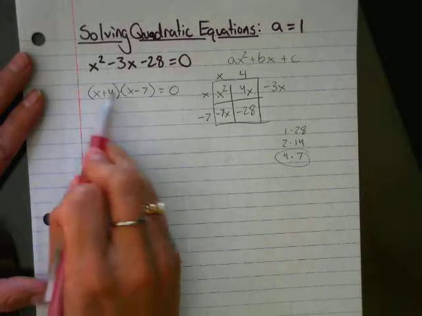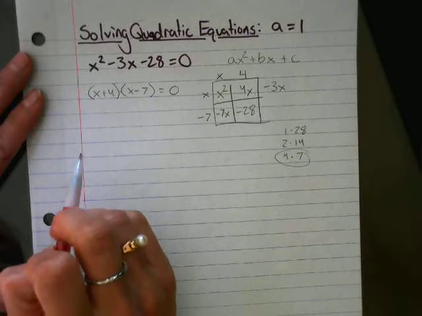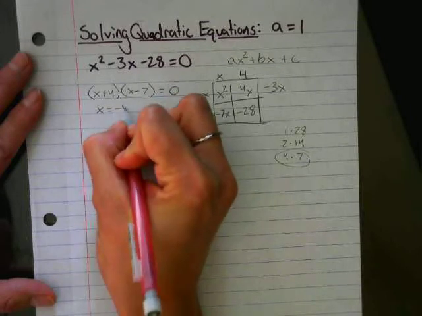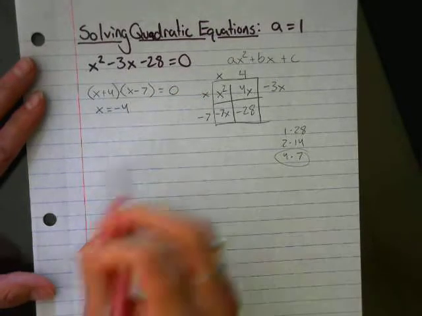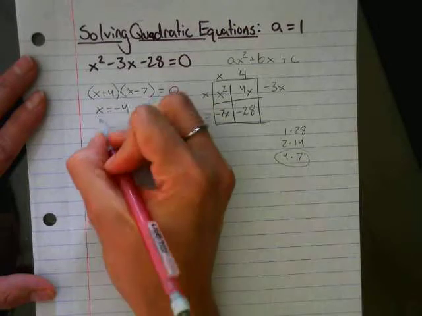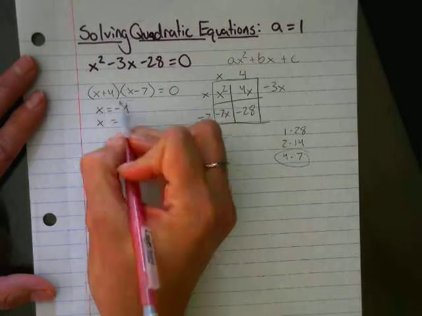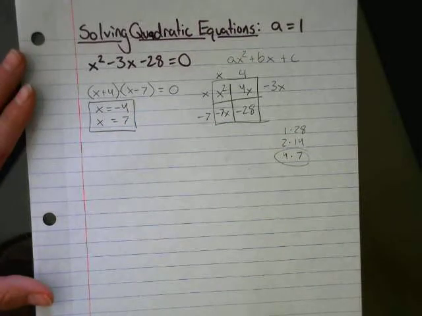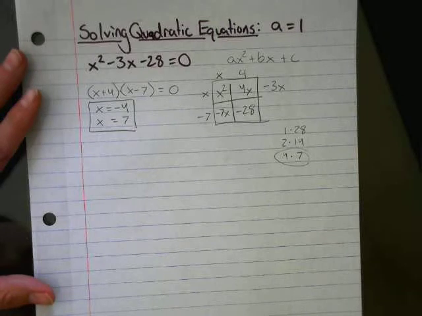So let's think about the first part. If x plus 4 is equal to 0, the only value that would make that true is if we have x equals negative 4. Now if I look at the second piece, the only value of x that would make this 0 would be x equals 7. So these would be my final solutions to this quadratic equation where a equals 1.